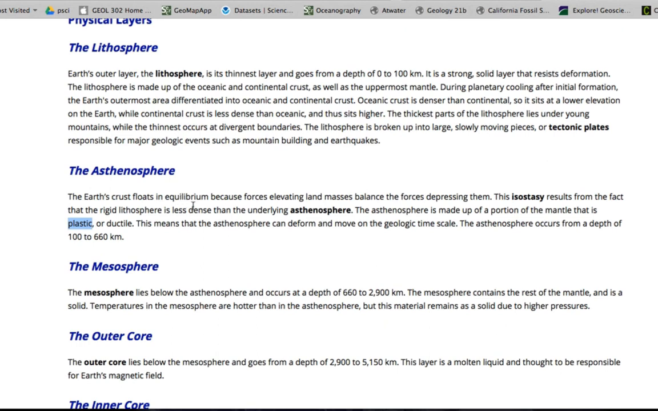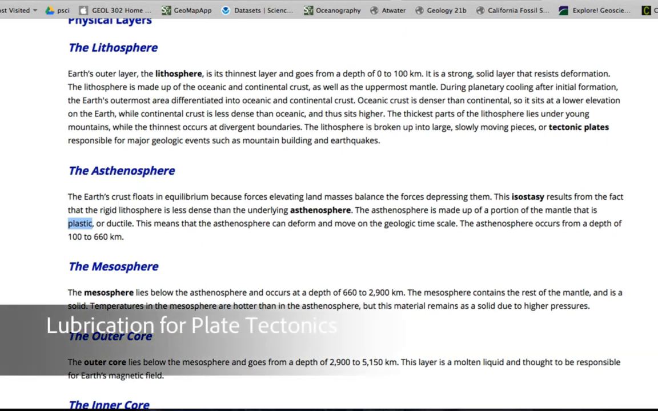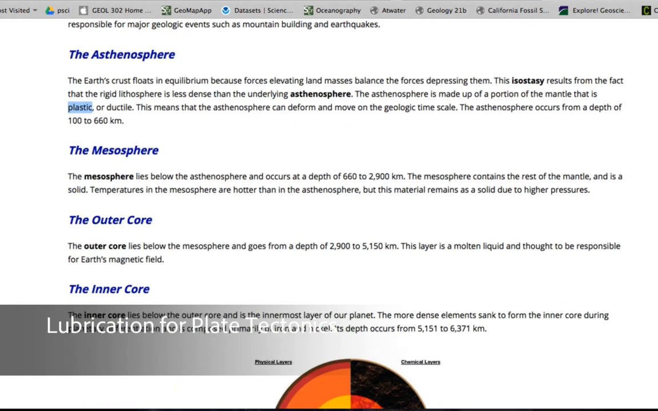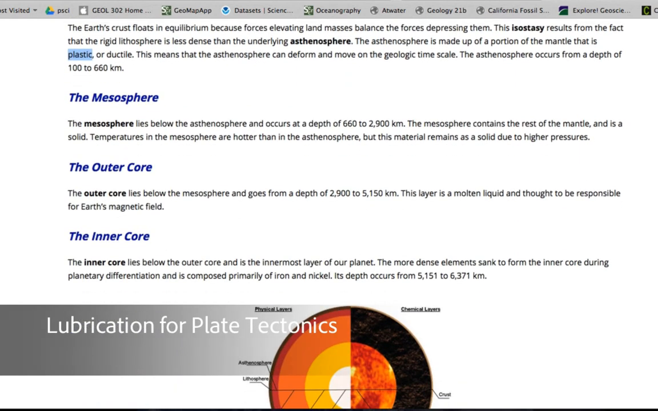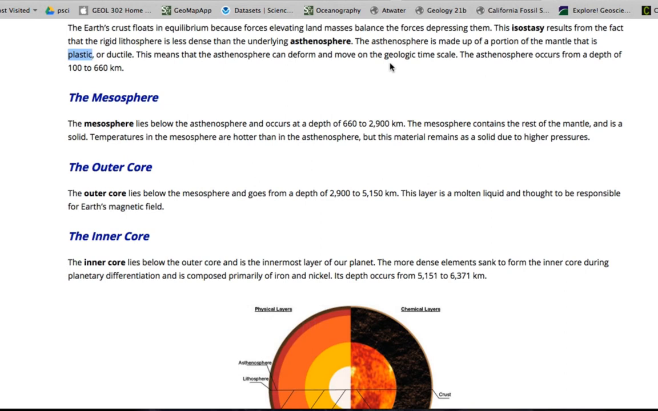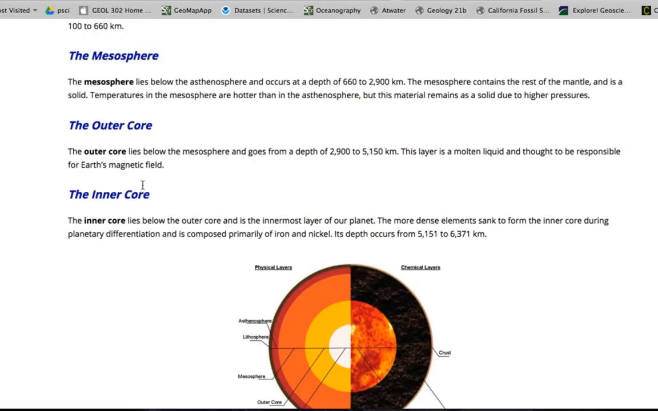It flows, it moves around, which allows the overlying lithospheric tectonic plates to move. So that's an important concept here, is think of this asthenosphere as a lubrication for plate tectonics. Then this mesosphere, well, that's everything else in the mantle. From the base of the asthenosphere all the way down to the core is our mesosphere. And then we got the outer core and the inner core.